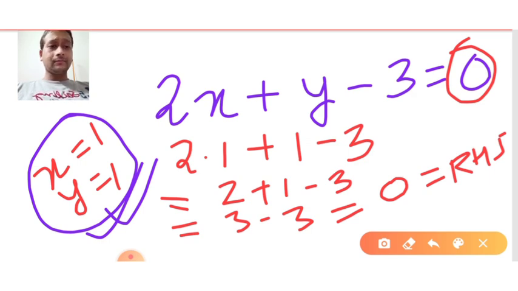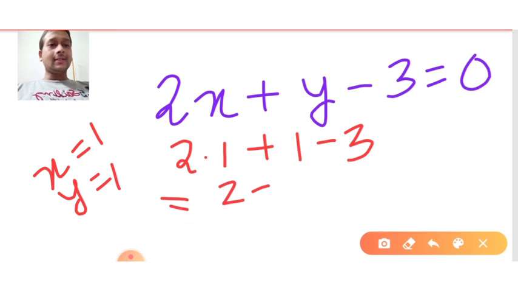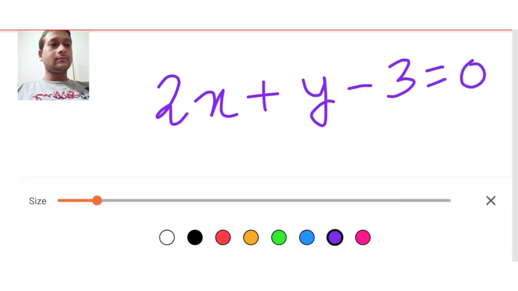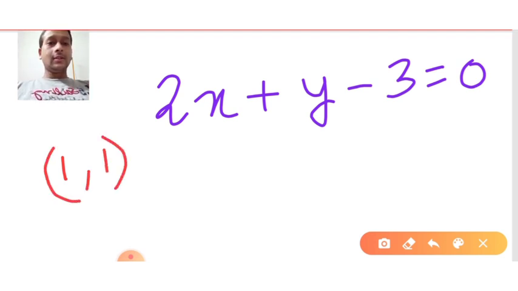Now remember, this x equal to 1 and y equal to 1 will be a solution of this equation. So we can write 1 comma 1, and you can plot it on the graph paper also. Now not only this 1 comma 1, you can put other values also, which will give us the solutions.